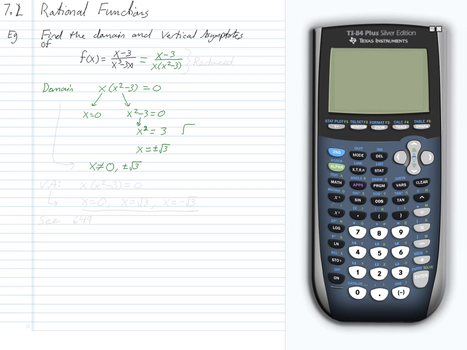Now, since we have demonstrated this is the completely reduced form of this function, doesn't get any simpler than that, then we can immediately tell where the vertical asymptotes are going to be. They're going to be at the zeros of the denominator. In other words, where x times x squared minus 3 is equal to 0. And we already did all the work. We can say there's going to be vertical asymptotes at x equals 0 and x equals positive or negative square root of 3.